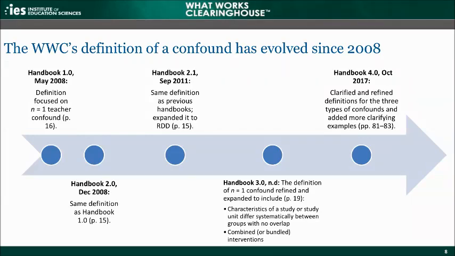And to conclude our discussion of the evolution of the confound definition, we are now under Handbook 4.0, shown in the top right of the timeline. That was released in October of 2017. And that handbook clarified and refined definitions for the three types of confounds and added more clarifying examples. And those are recorded in pages 81 through 83 of the handbook. Next slide, please.